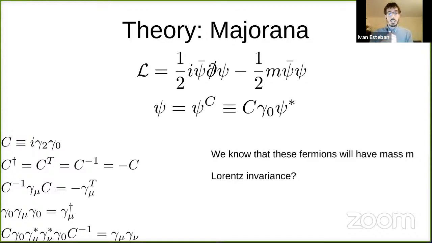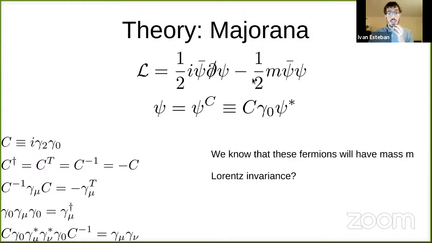So if we start from this Lagrangian, and among the solutions we impose the condition that we only keep the solutions that are their own charge conjugate, this in principle will describe fermions that are their own antiparticle. We already know that these fermions will have a mass m, because this is the standard Lagrangian for a fermion that we learn when we learn quantum field theory.